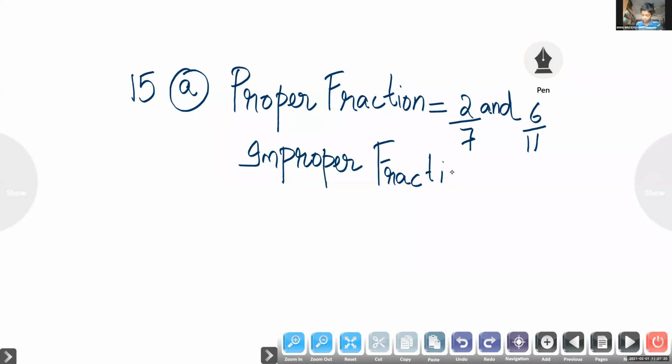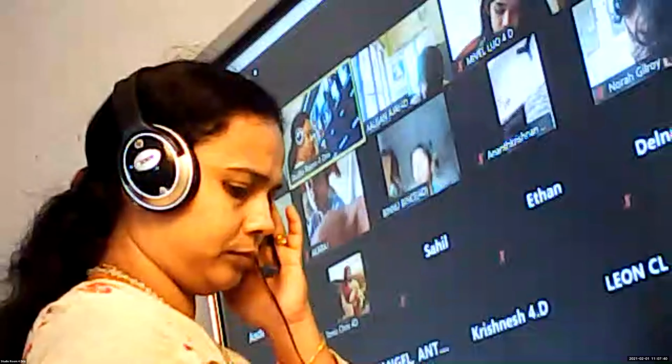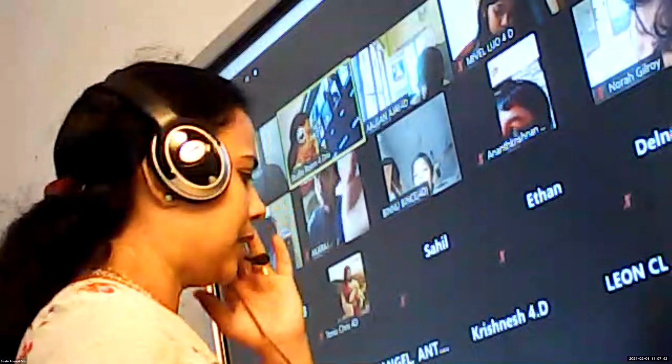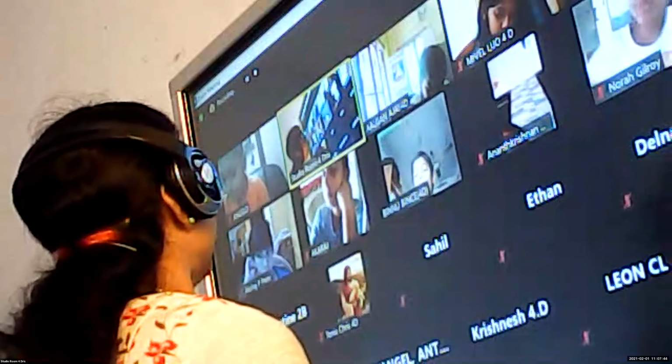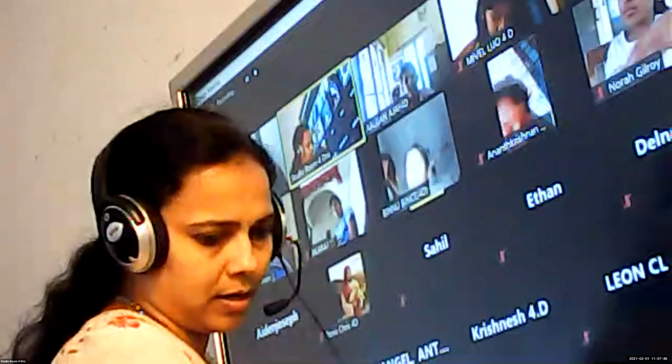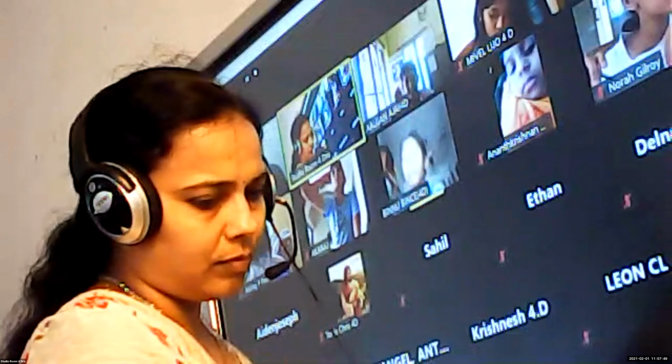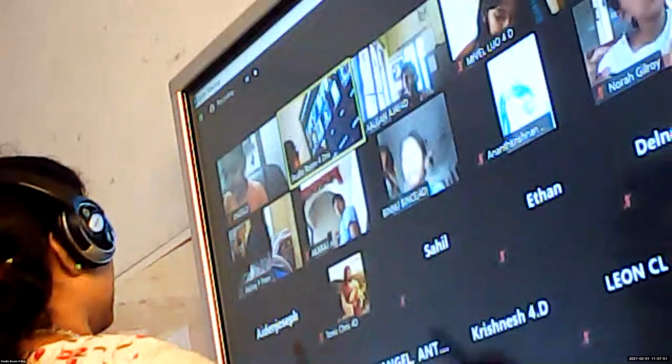Yes. 5 by 3. Very good. 5 by 3. 6 by 11, is the numerator greater? 1 by 5. Check which all fractions have numerator greater. Numerator greater. I think some network issue.